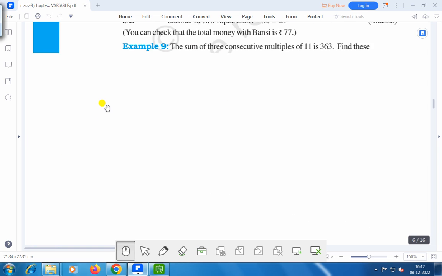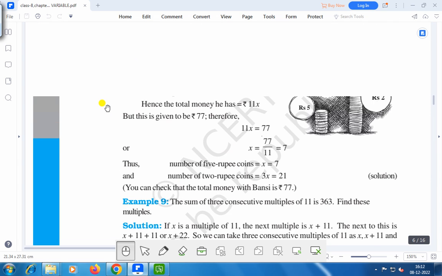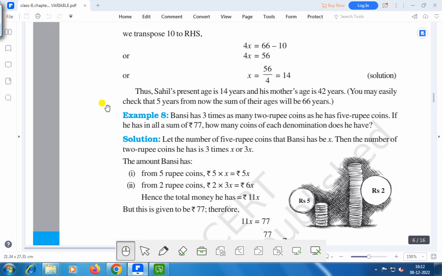Now example 8. Bansi has 3 times as many 2 rupee coins as he has 5 rupee coins. If he has in all a sum of rupees 77, how many coins of each denomination does he have?